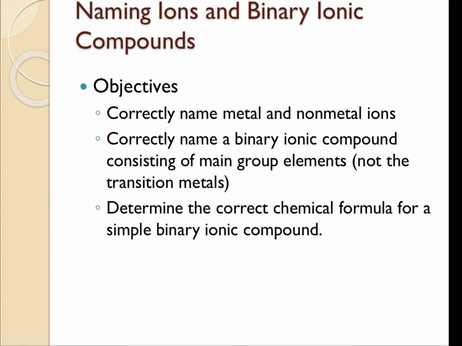So in this screencast, we are going to look at naming ions and then putting those together to name binary ionic compounds. What we're going to hopefully accomplish by the end is to correctly name metal and nonmetal ions, and correctly name a binary ionic compound consisting of main group elements. Main group elements just mean not those transition metals that are in the middle of the periodic table. Then, hopefully, we're going to be able to determine the correct chemical formula for a simple binary ionic compound.